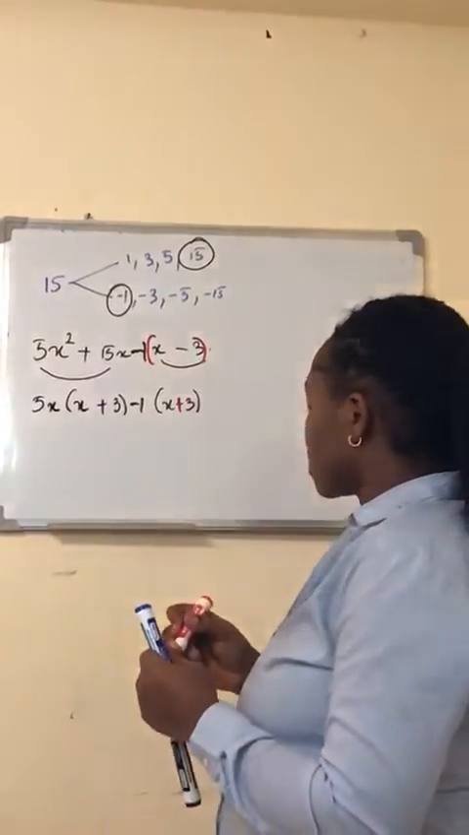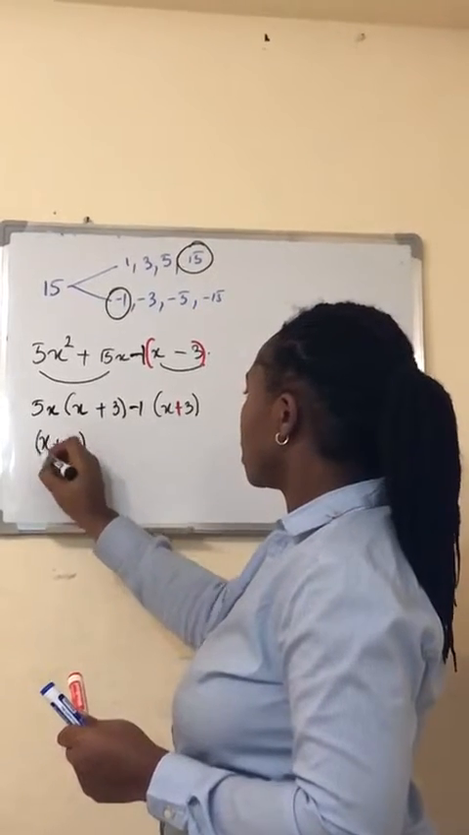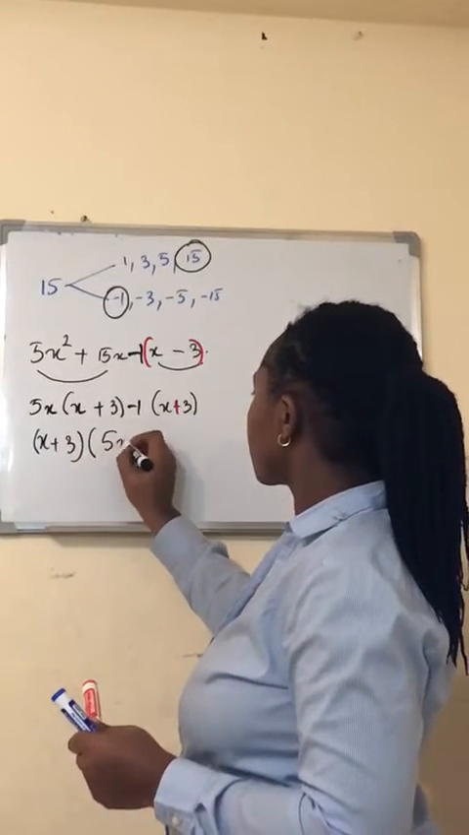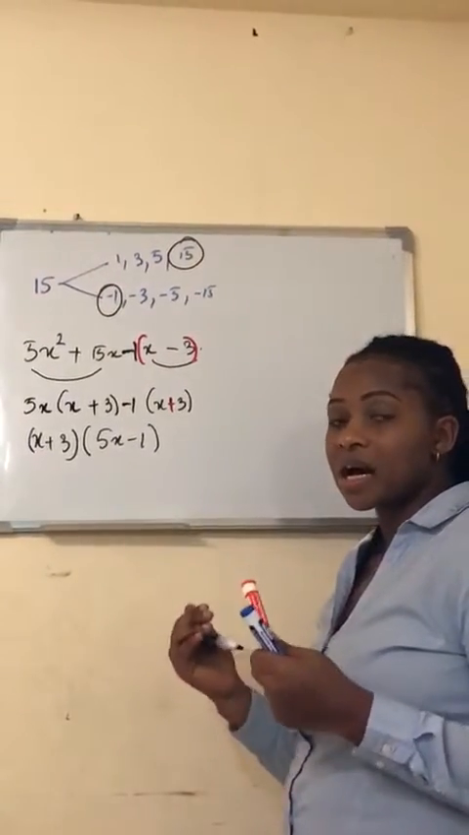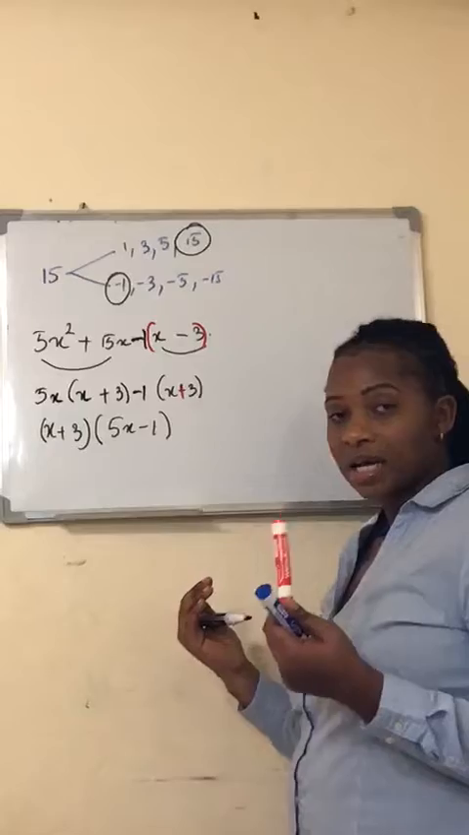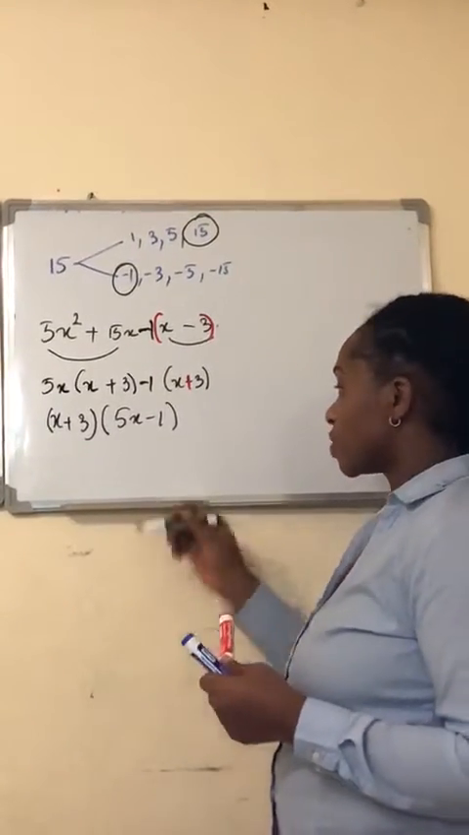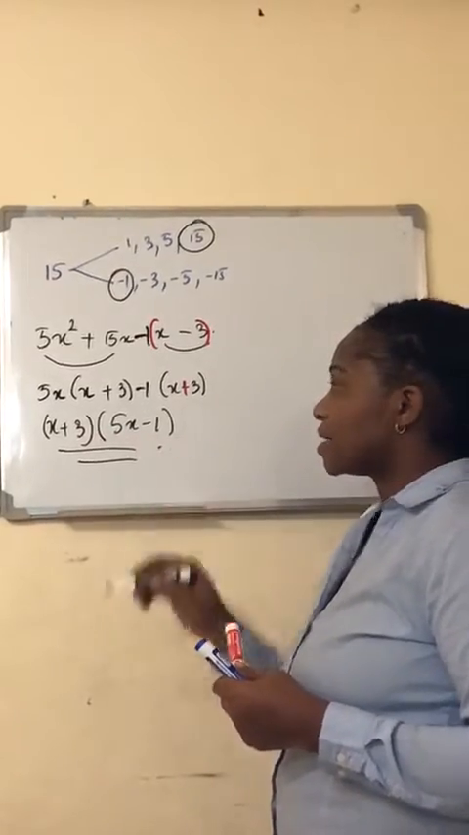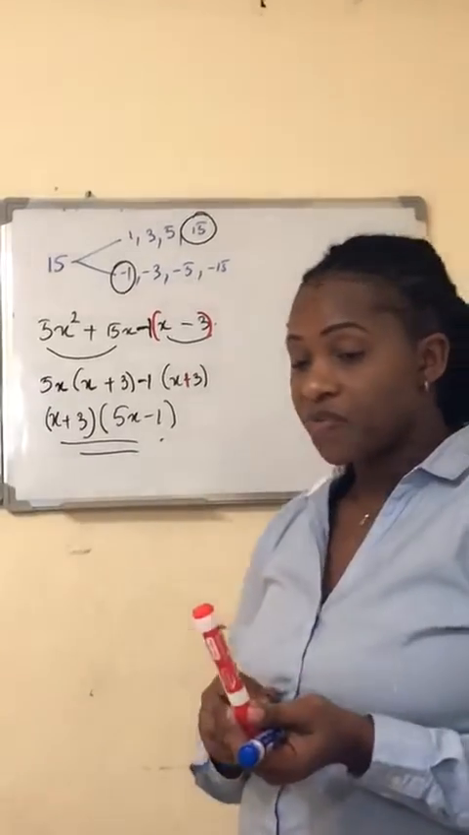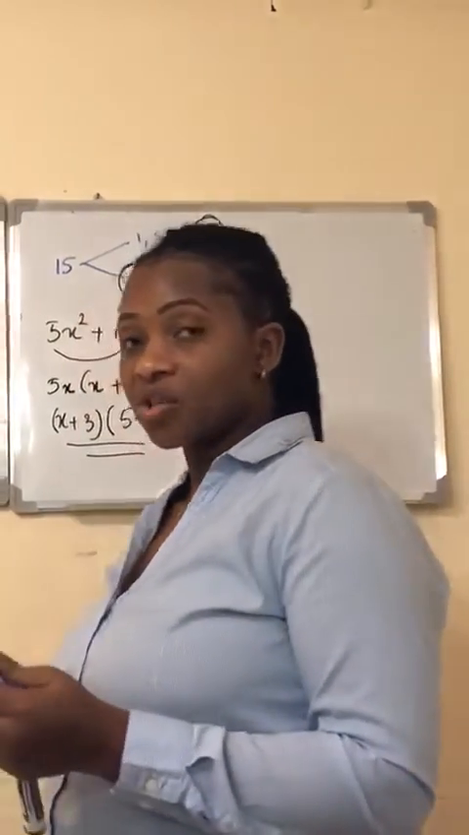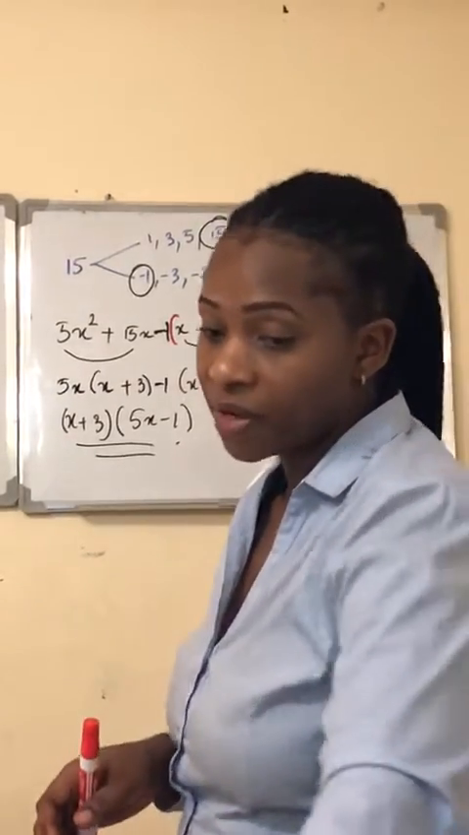So this becomes x plus 3 brackets 5x minus 1. Remember we said we can only factor out things that are alike. They must be like terms that we can factor out. We cannot factor out unlike terms. So this becomes our final answer. So the procedure applies the same when the coefficient of the first term in the trinomial is 1 and when it is different from 1.